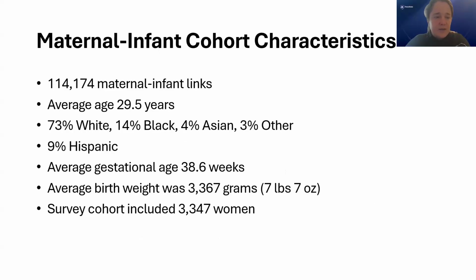So in the end, this was our overall cohort. We had 114,174 maternal-infant links, and the average age was about 30 years of age. We had 73% white, 14% Black, 4% Asian, and 3% other. 9% of our sample is Hispanic. The average gestational age is 38.6 weeks, and the average birth weight is about 7 pounds, 7 ounces.